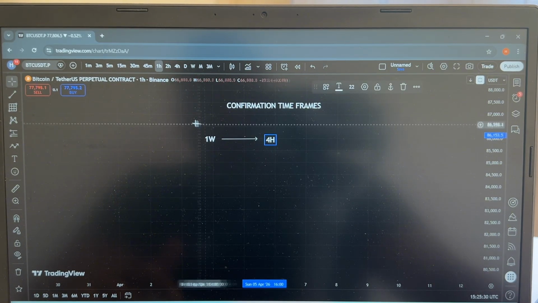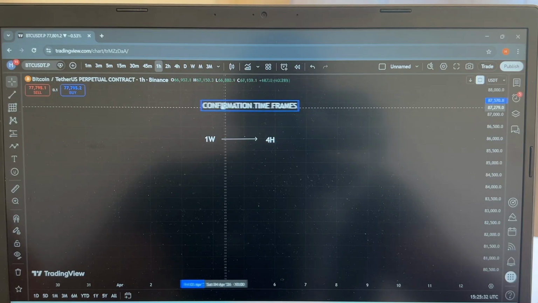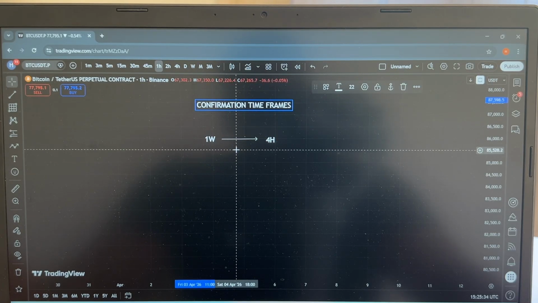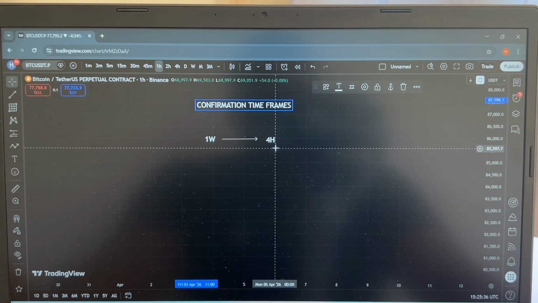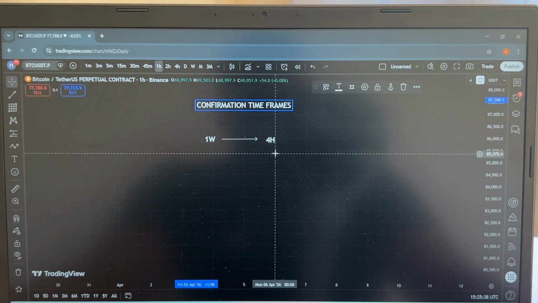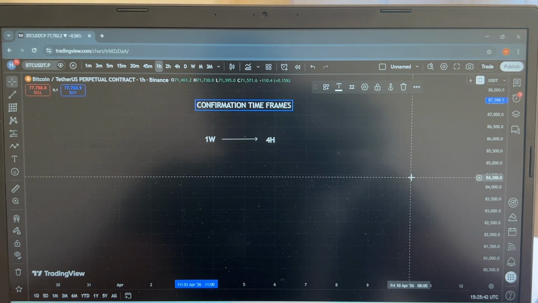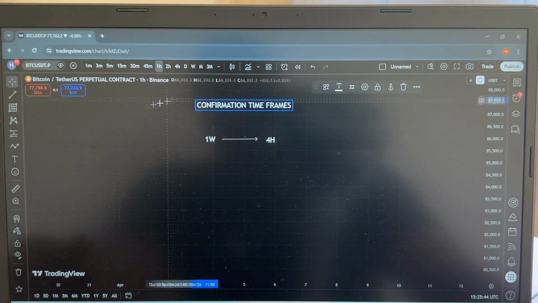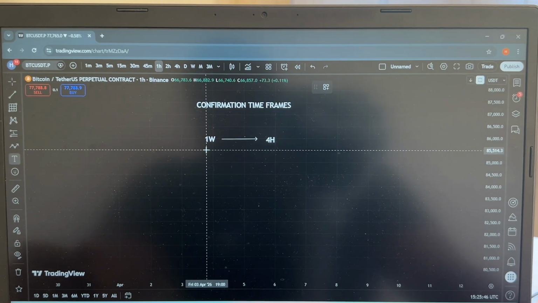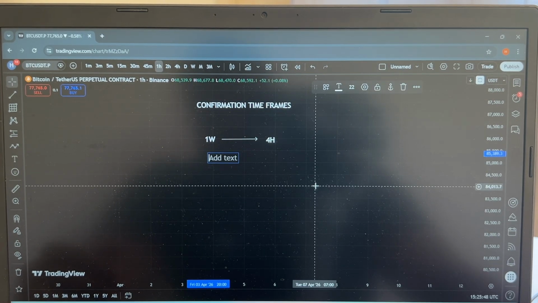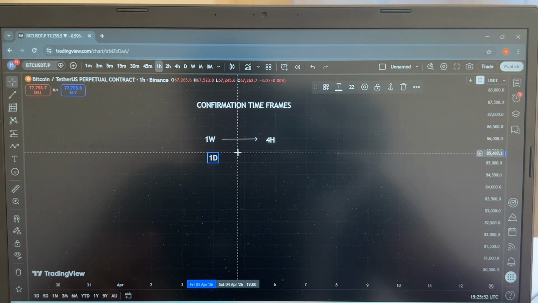Rarely do you find an entry or a BOS in a weekly time frame, because you have to wait for weeks, basically months, in order to get a trade like this. But if you find it, then it's extremely powerful as well. And then there's weekly, and there's daily. So this is daily.